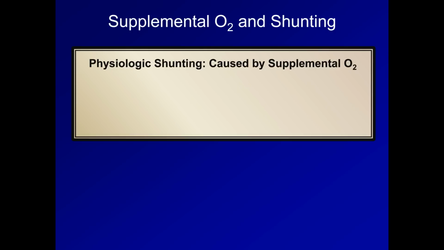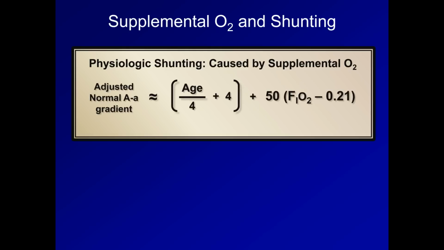A common way to include this effect is to adjust the normal AA gradient for the amount of FiO2 the patient is receiving. This can be done with this equation, which again is based on empirical data. The first component, the age divided by 4 plus 4, is simply the equation for the normal AA gradient on room air. And the second component, 50 times the difference between FiO2 and 0.21, is the adjustment for the physiologic shunt.